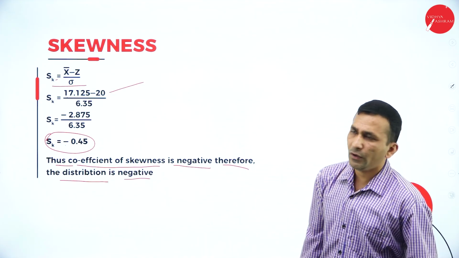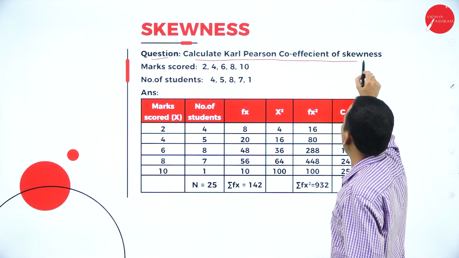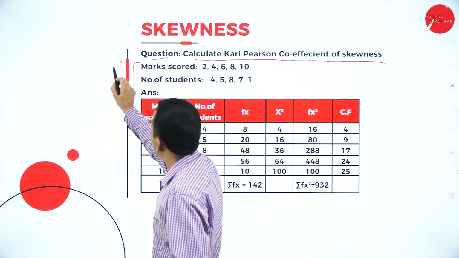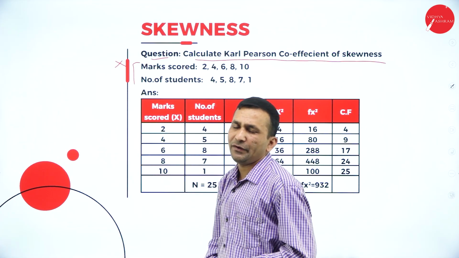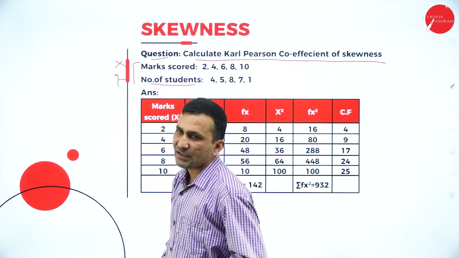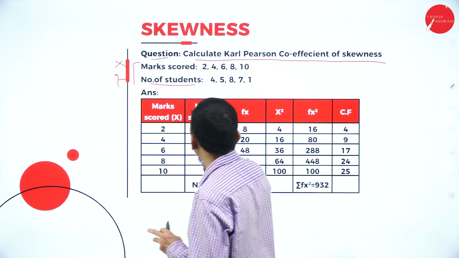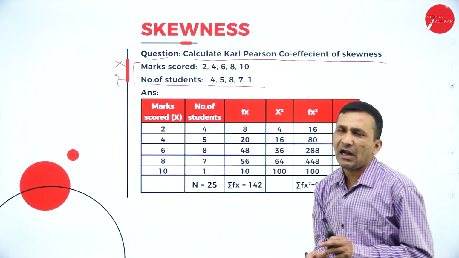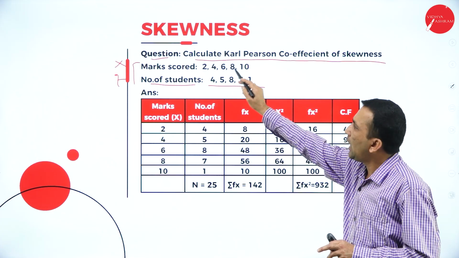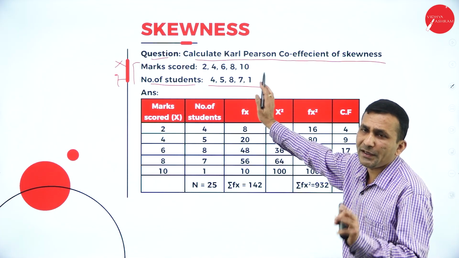Moving forward, there is one more question: calculate the coefficient of skewness. In this data, the marks score you can identify as the x series, and the number of students as the frequency. This looks like discrete group data. According to group data, we can easily identify whatever is required. When it is group data or discrete data, you need to identify which formula is suitable.